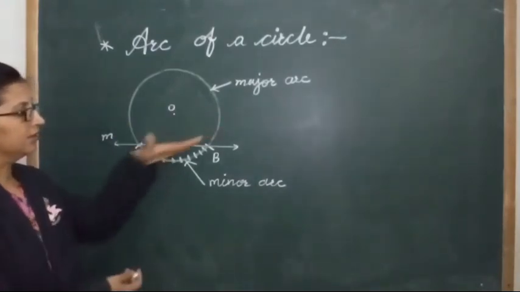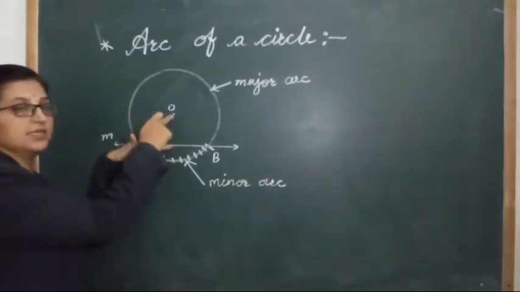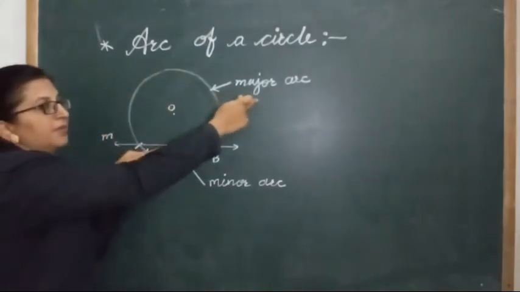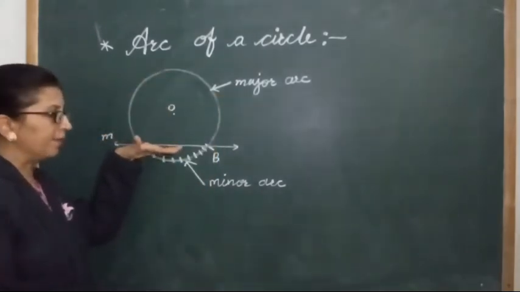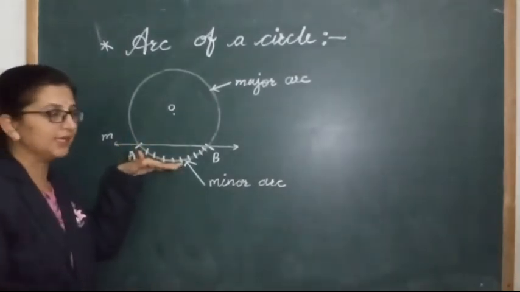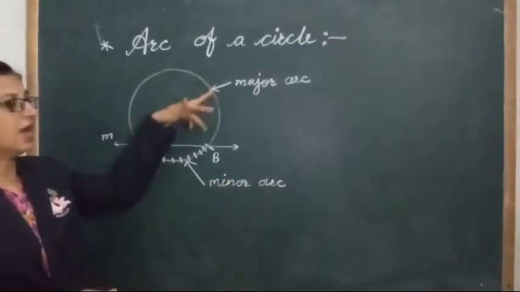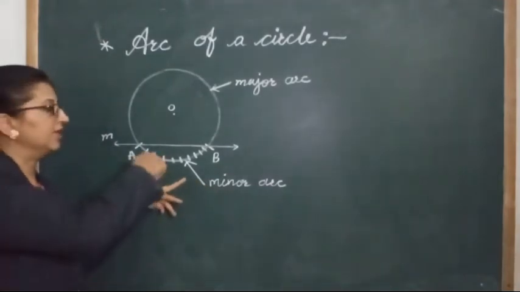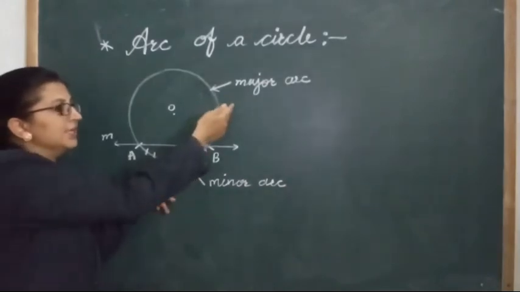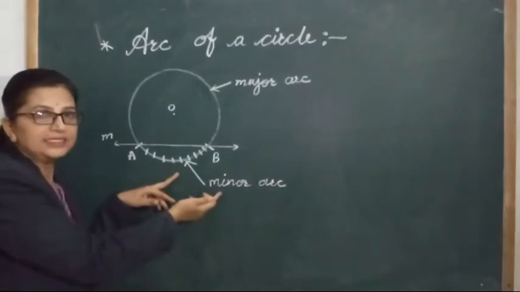Now, the part of a circle in which the center of the circle is on one side of the secant is called the major arc, and the part of the circle on the other side of the secant, without the center, is called the minor arc. Here, the major arc and minor arc together form the whole circle. That's why we can call the major arc and minor arc corresponding arcs of each other.